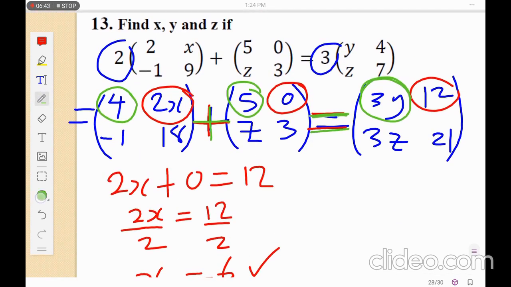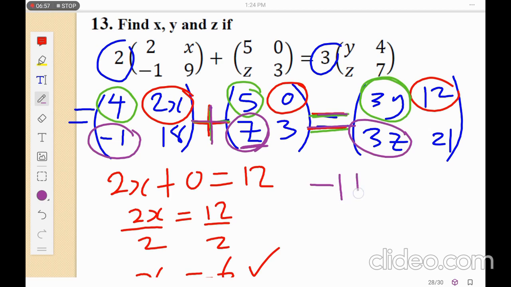The last one, I have a z. Here I've got a z. So I'm going to take this one, and the equal sign there, the plus sign there, and minus 1 there. So I'll have minus 1 plus z is equal to 3z. Okay, let's simplify that. I'll get minus 1 is equal to 3z minus z.